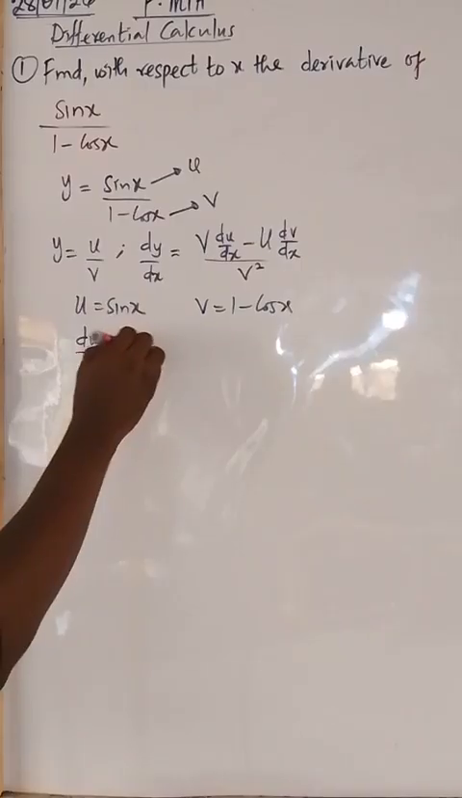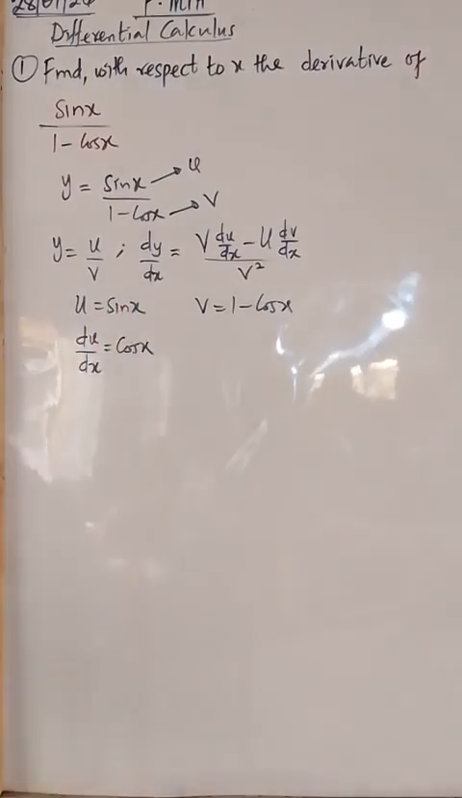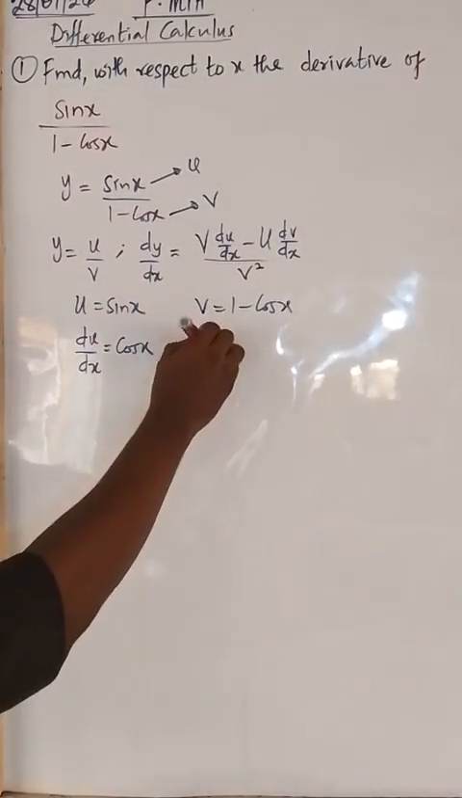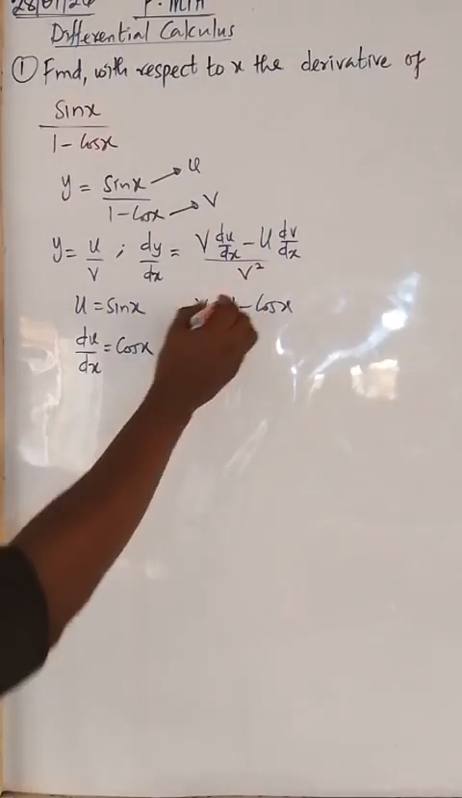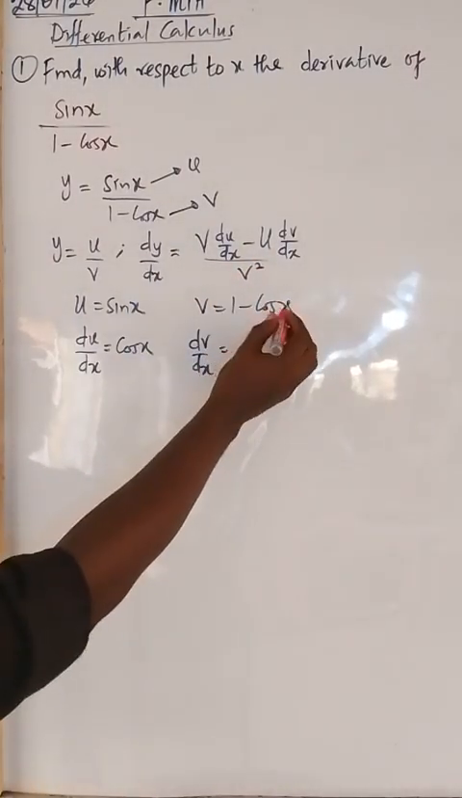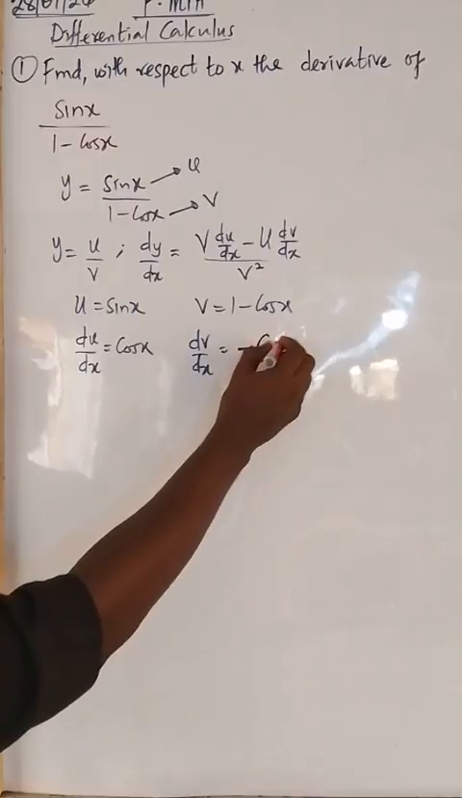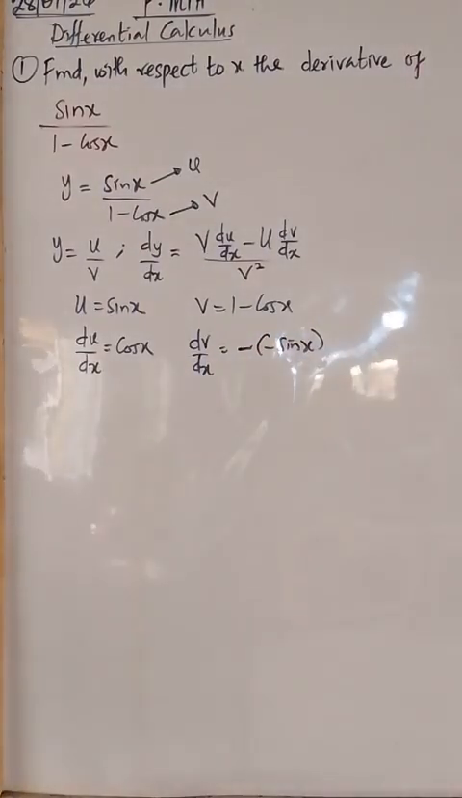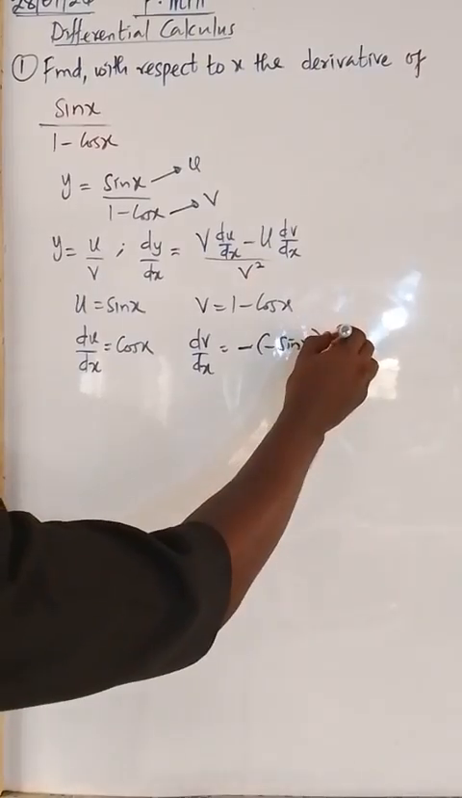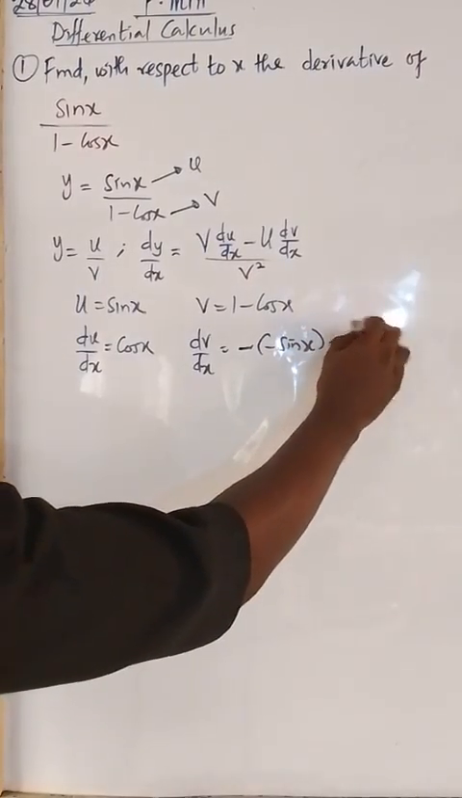What is du/dx from here? Cos x. If you differentiate sine, you get cos. From here, dv/dx becomes, if you differentiate 1, 0. We have minus here. Then if you differentiate cos x, you get minus sine x. Minus with minus gives plus. So dv/dx is actually sine x.